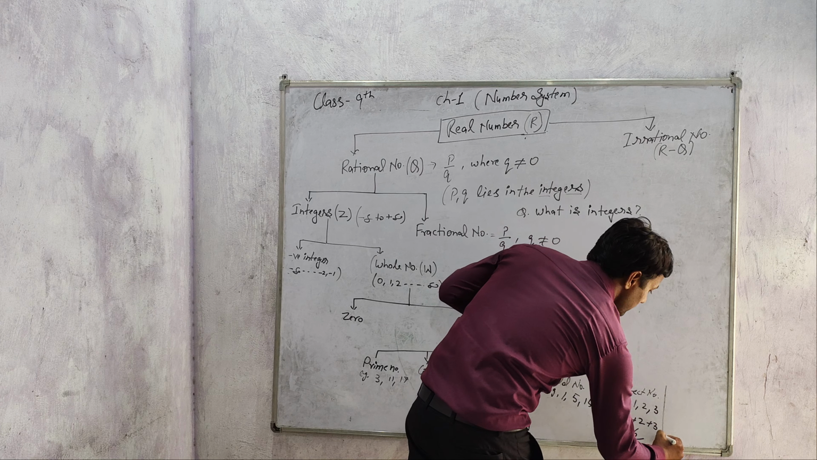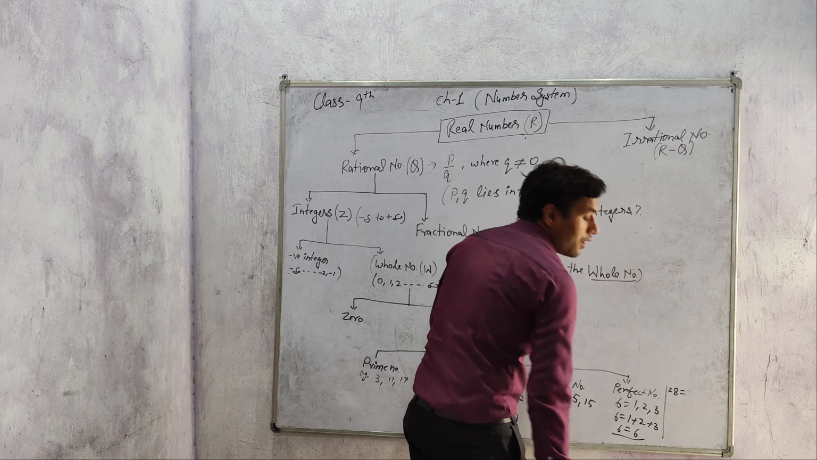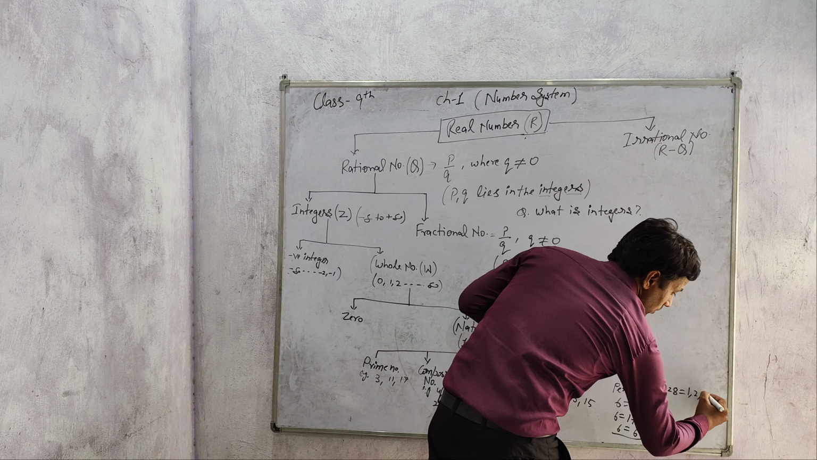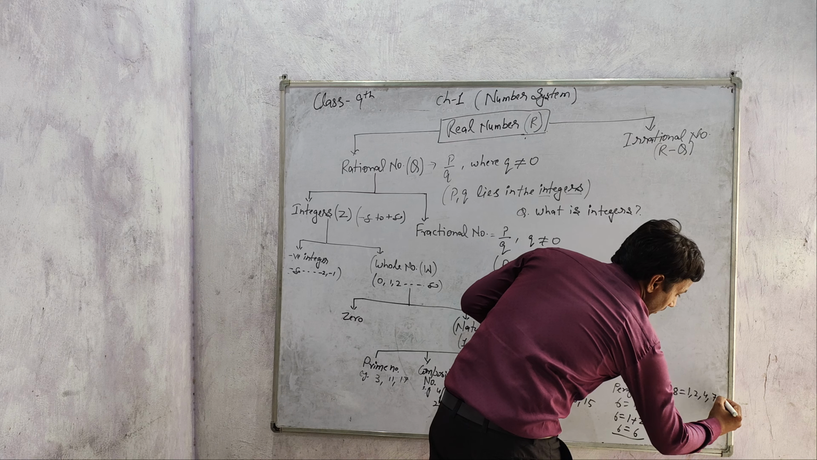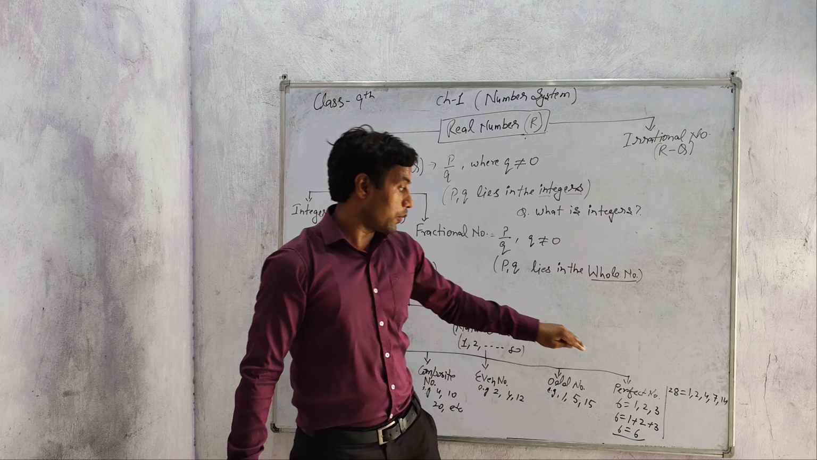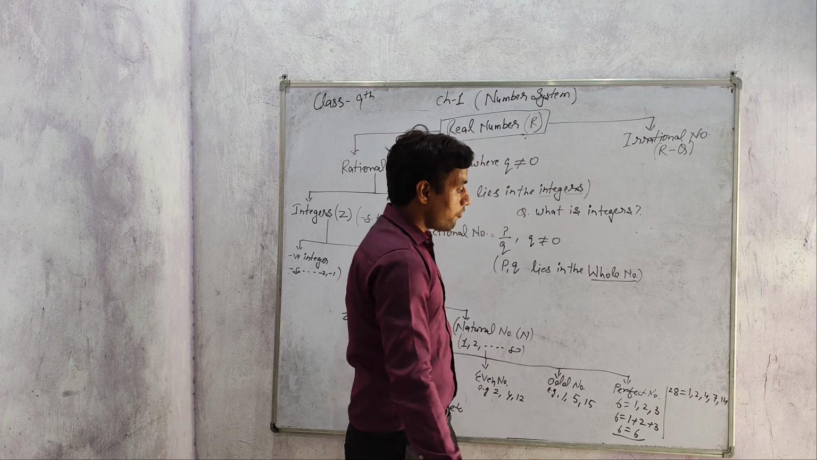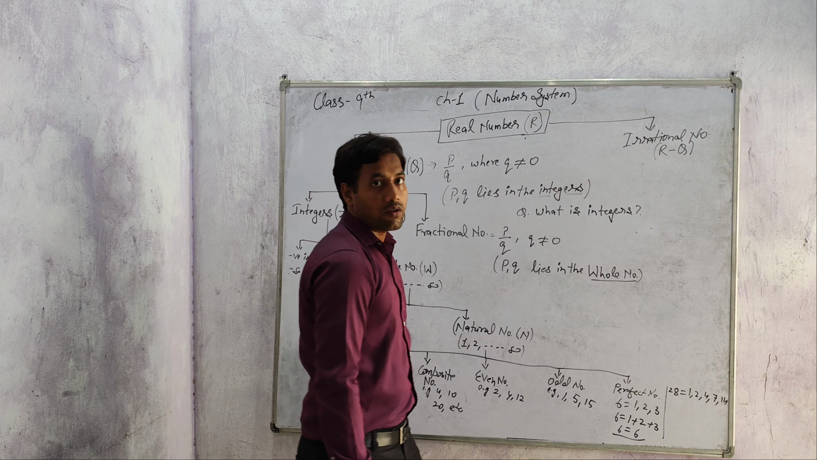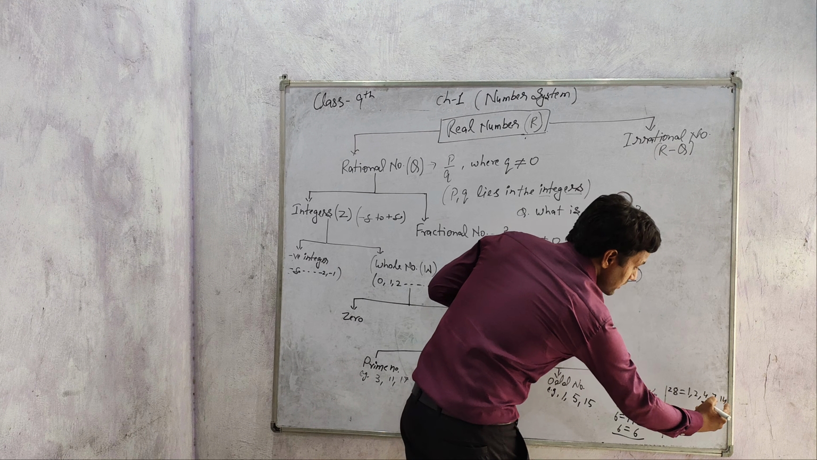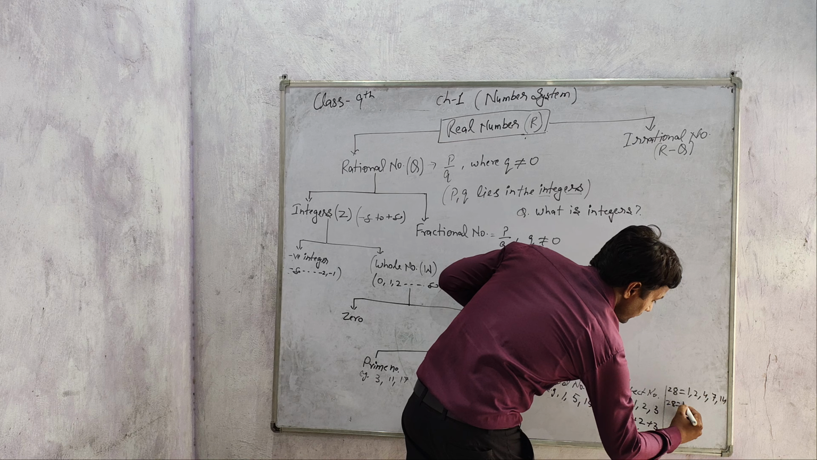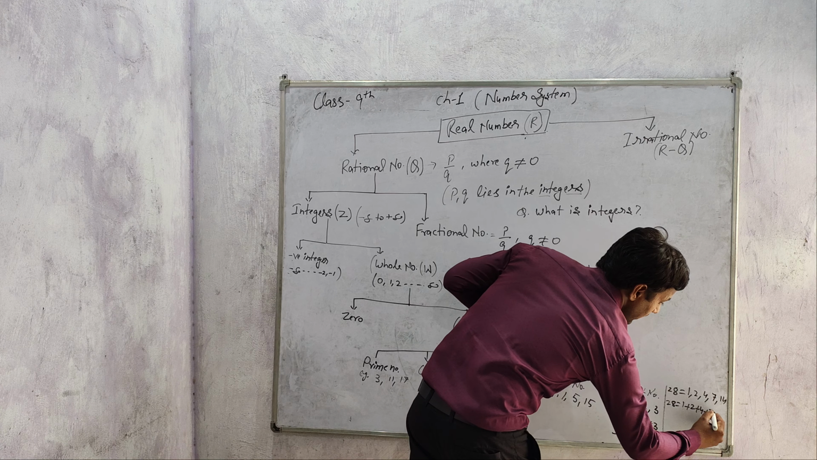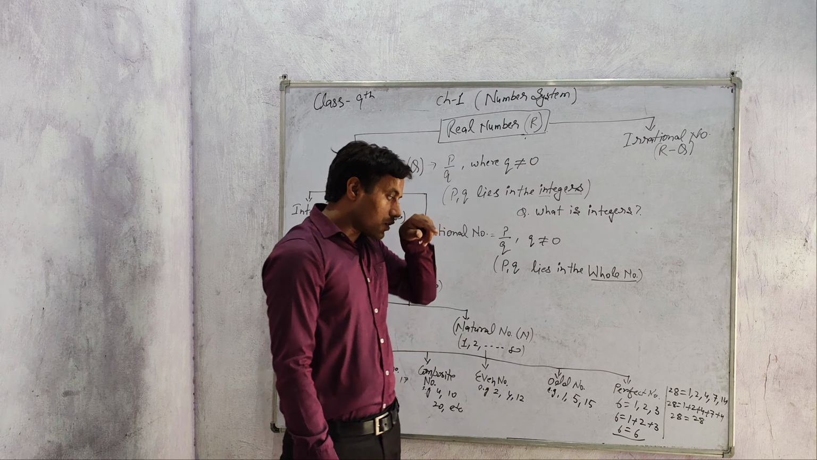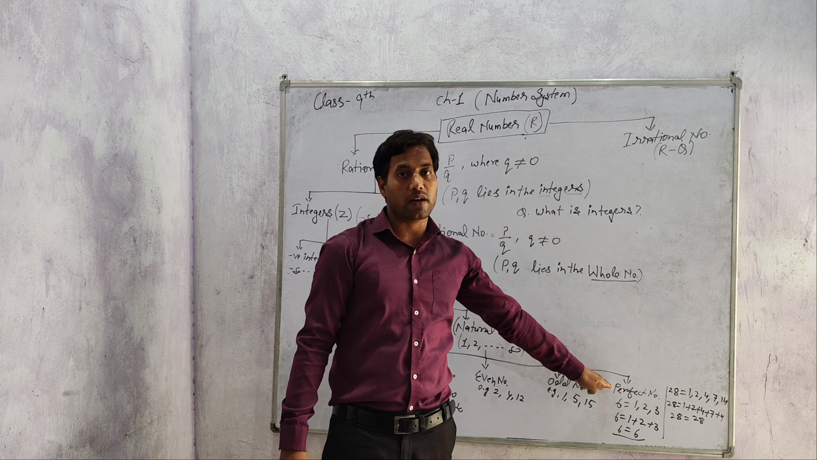Take another example, 28. Here all the divisors except the number itself are 1, 2, 4, 7 and 14. These divisors are also called proper divisors. If we add these numbers, 28 equals 1 plus 2 plus 4 plus 7 plus 14. That means 28 equals 28. So this type of number is a perfect number.